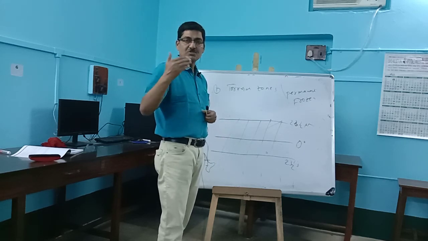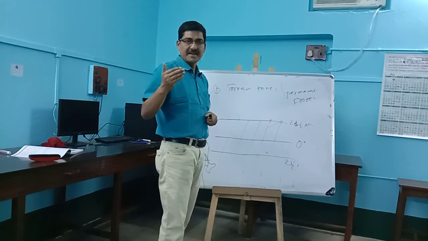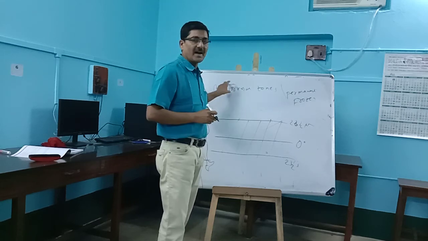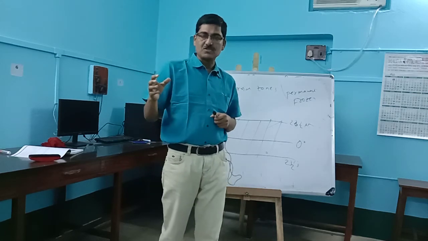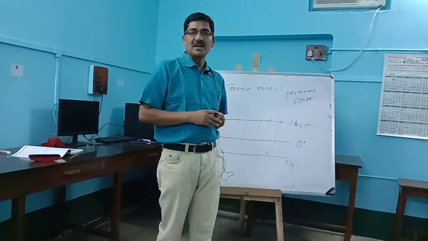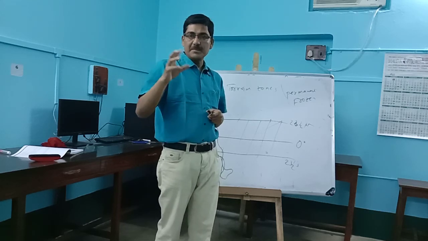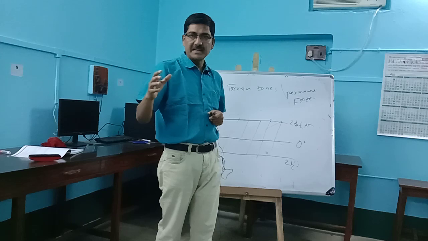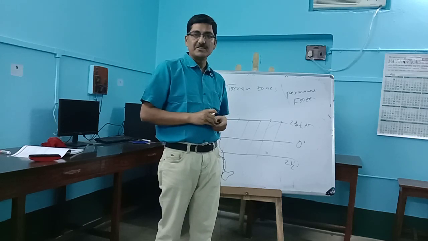So these are the uses of lines of latitude. Number one, once more I am repeating. First, to find out the location of any place. Second, to find out the distance of a place from the equator. And third, to find out the climate of the place. So these are the various uses of lines of latitude.